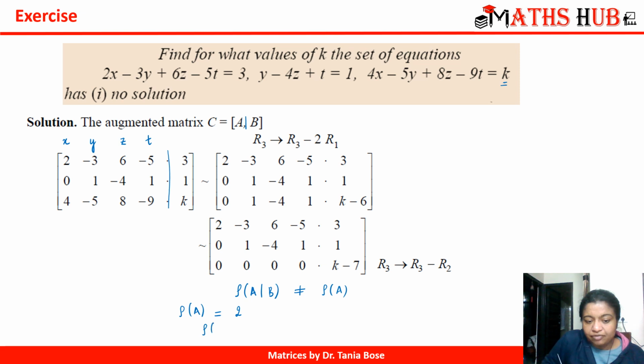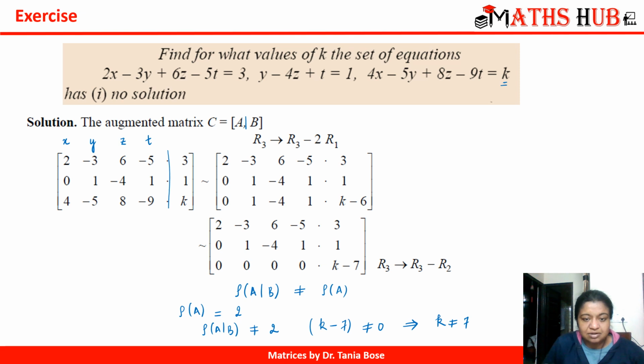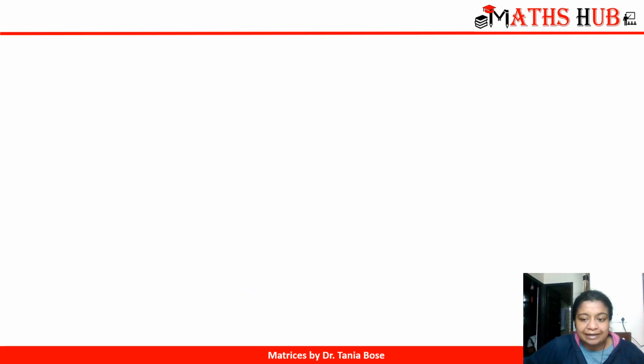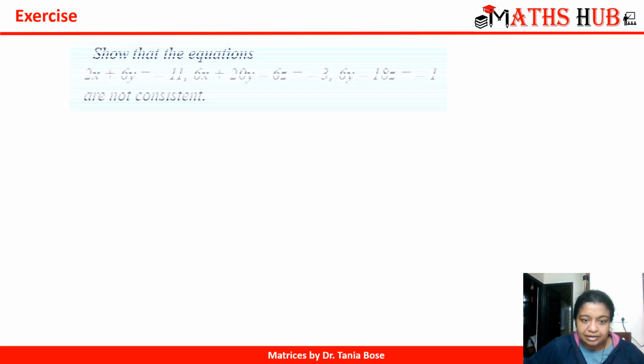Now for rank of A augmented B to not be equal to 2, that means this entry cannot be 0. If this entry becomes 0, then the rank of A augmented B will become 3. So that means K minus 7 cannot be equal to 0. If K minus 7 is not equal to 0, that means K is not equal to 7. So for what values of K will this system have no solution? The answer is K is not equal to 7. Right? For K not equal to 7, the system of equations will have an inconsistent solution, right?